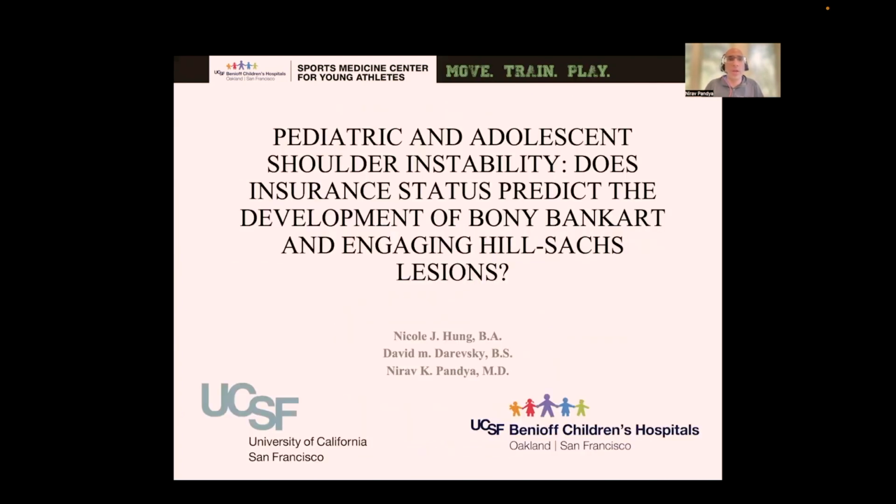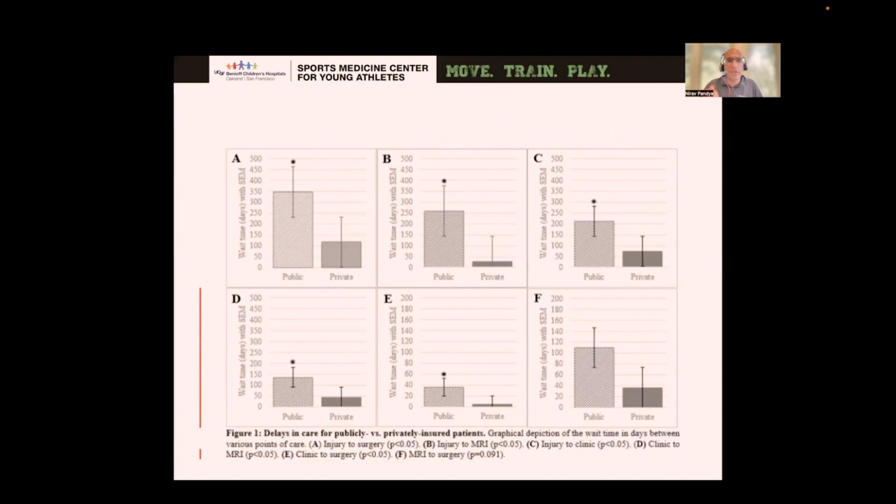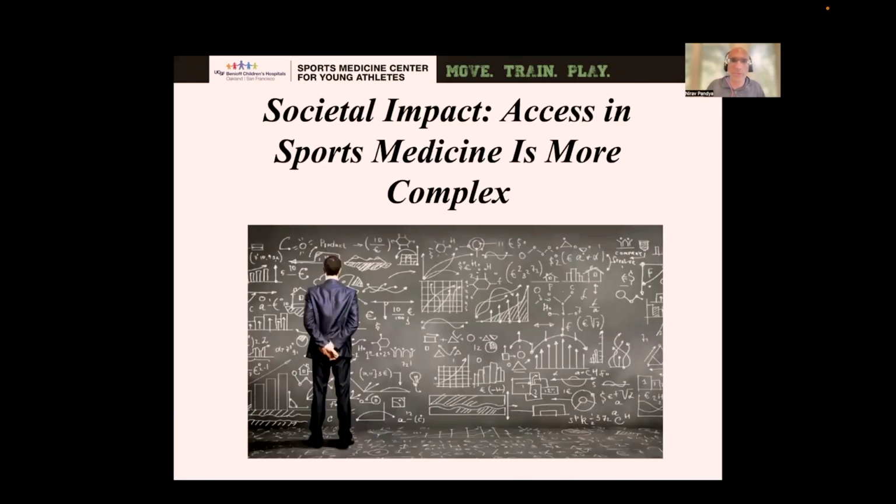Similarly, we looked at our adolescent shoulder instability patients here at Children's Oakland, once again, a safety net hospital. And what we found is that at each time point, once again, whether it be injury to surgery, injury to MRI, injury to clinic, clinic to MRI, clinic to surgery, and MRI to surgery, there were significant delays for publicly insured patients versus privately insured patients, even when, from a provider end, we weren't making any differentiations in terms of how care was being delivered.